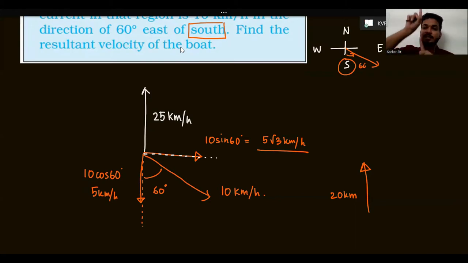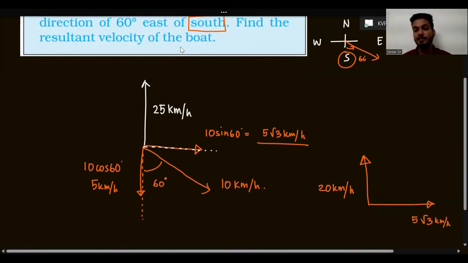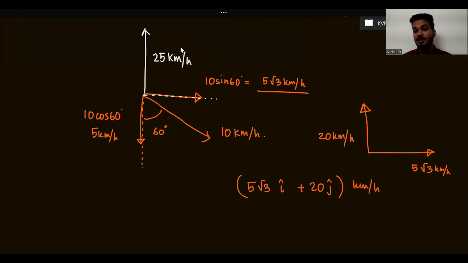If they're in the same direction, I can simply add them. If they're in opposite direction, I can simply subtract them. So 25 kilometer per hour minus 5 kilometer per hour means the net upward will be 20 kilometer per hour. And then don't forget this 5 root 3 in this direction. So if I want to find out the resultant from this, this can be written as 5 root 3 i cap plus 20 j cap. This is in kilometers per hour. This is how I did component form, if you remember. This is how I broke things into components.